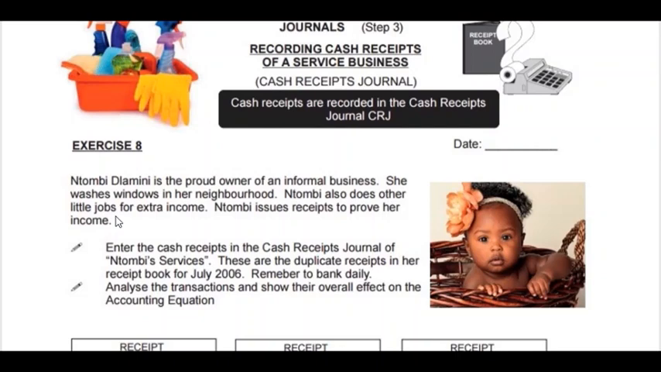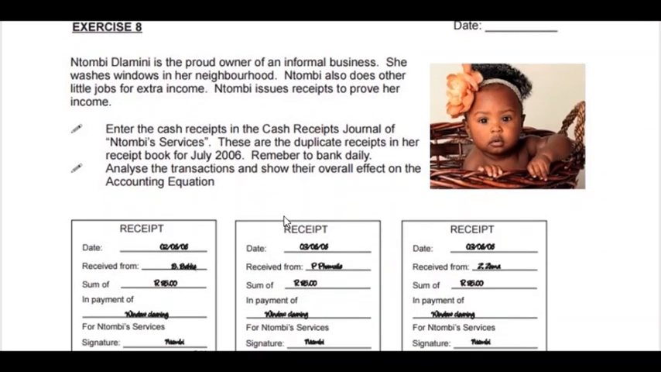So the main source of income for Ntombi Dlamini is current income, because that's the income account associated with rendering services. Now, Ntombi issues receipts to prove her income. Okay, so we know that she works with receipts, and we will use those receipts to record the transactions in the cash receipts journal. Then it says what we need to do. It says enter the cash receipts in the cash receipts journal of Ntombi's services. These are the duplicate receipts. Remember, Ntombi will keep the duplicates. She will issue the originals to her customers.